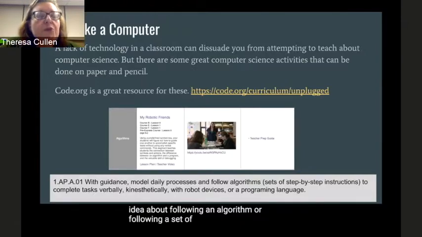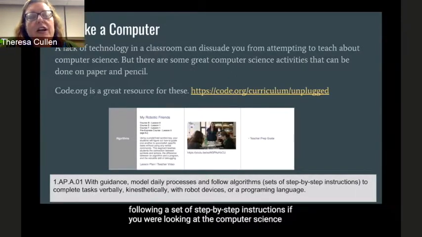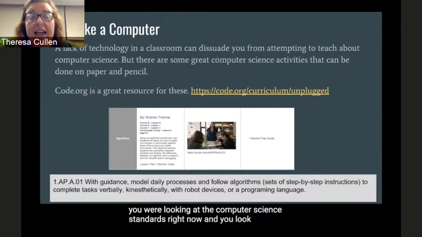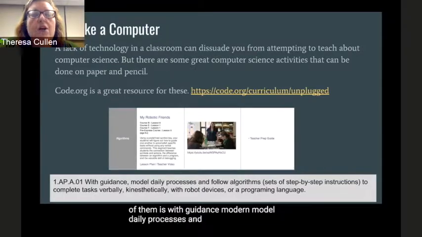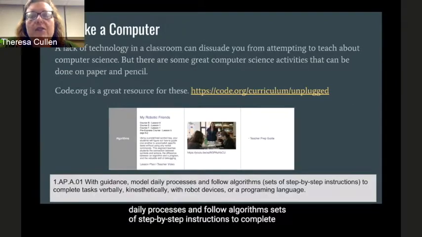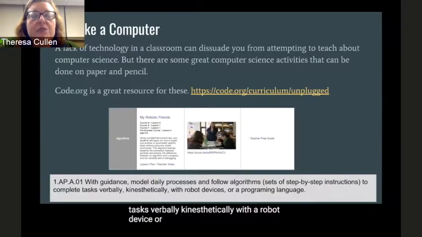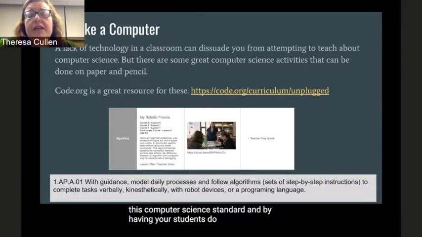If you looked at the first grade computer science standards right now, one of them is, with guidance, model daily processes and follow algorithms, sets of step-by-step instructions, to complete tasks verbally, kinesthetically, with a robot device or a programming language. So for first grade, this paper activity would meet this computer science standard. And by having your students do this, you could participate in Computer Science Ed Week.